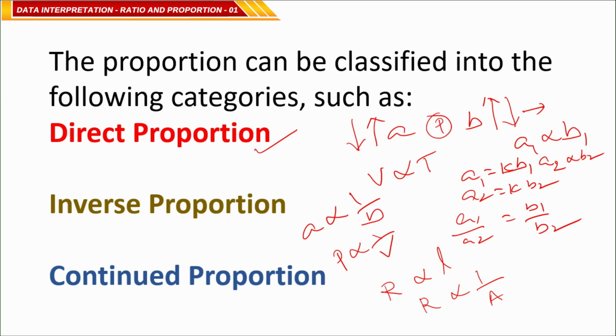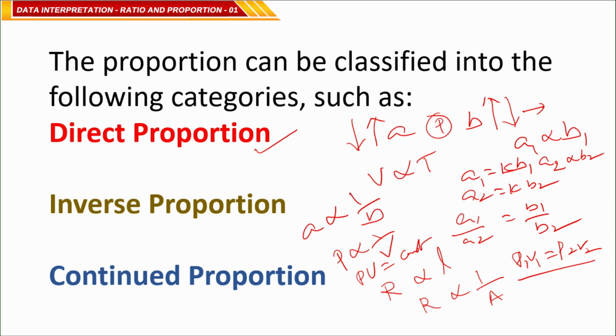So when P is proportional to 1 by V, then we can say PV is constant, or you can say P1V1 is equal to P2V2. That is called inverse proportion.